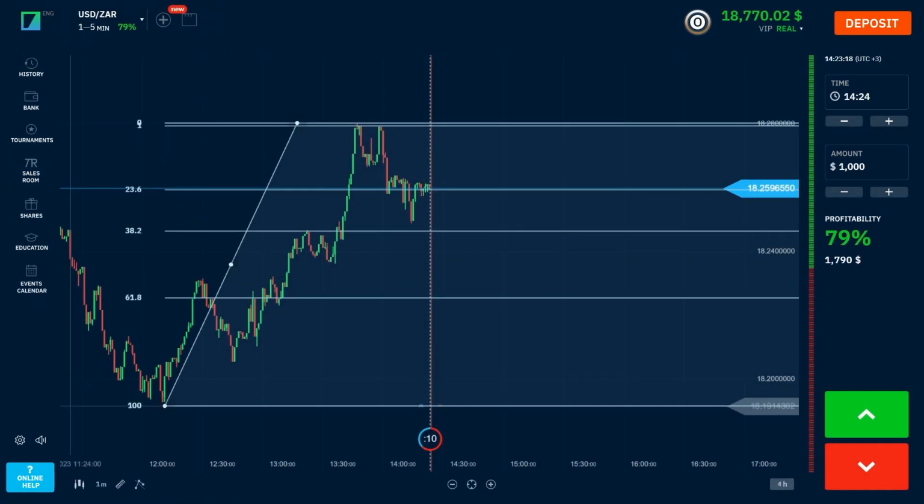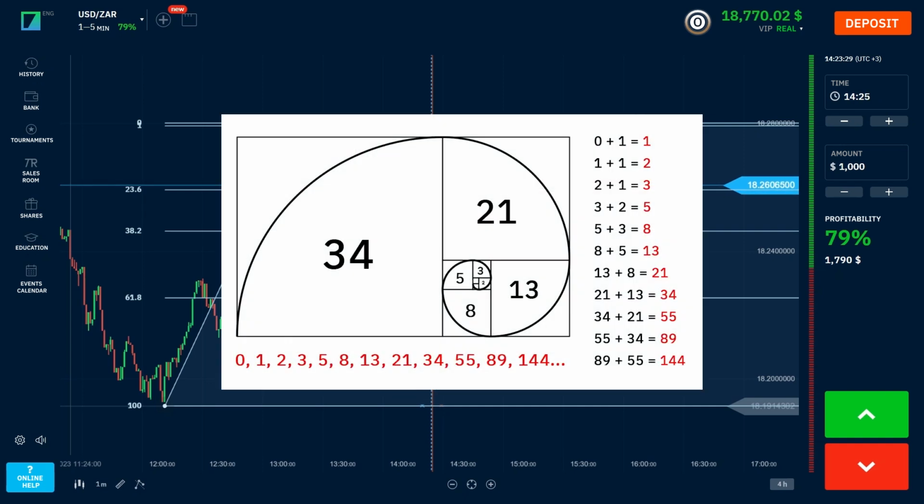In today's video, I'll break down the Fibonacci retracement trading strategy and demonstrate one of the ways to trade profitably using it. But before we dive into the strategy, let's refresh what the Fibonacci sequence is all about.